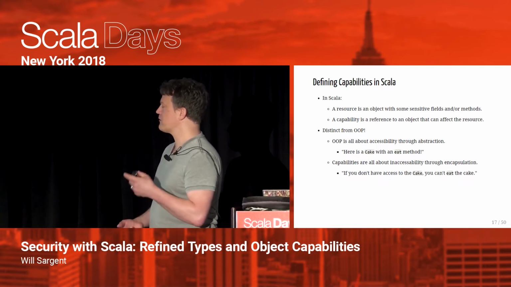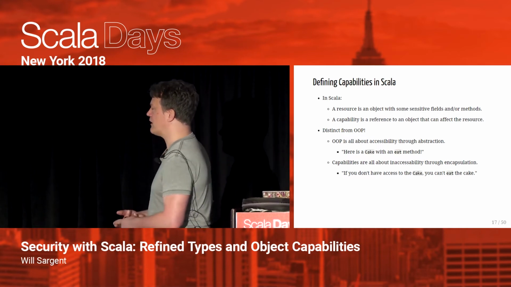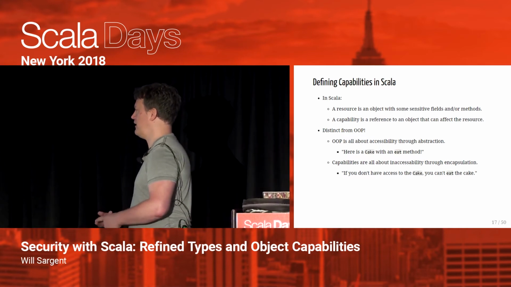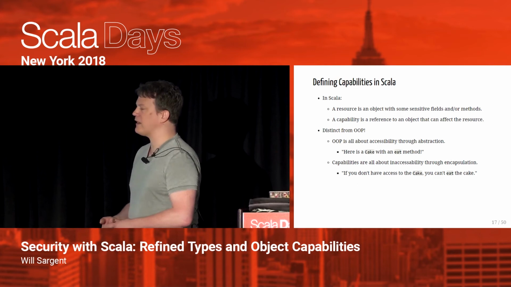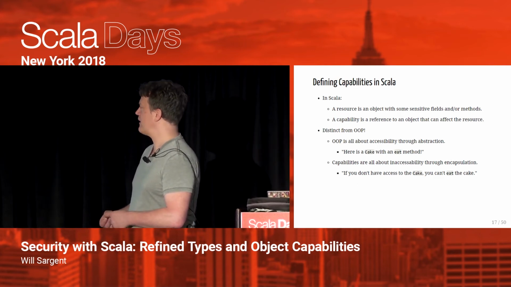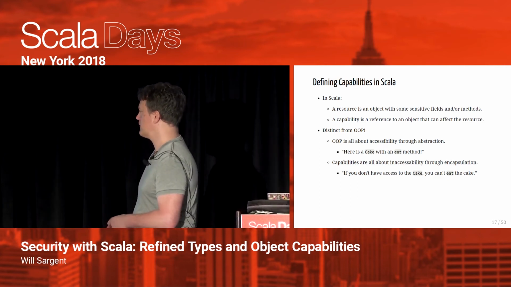So a capability is a reference to an object. It doesn't have to be the resource specifically. That can affect a resource, that can affect that resource in a particular way.